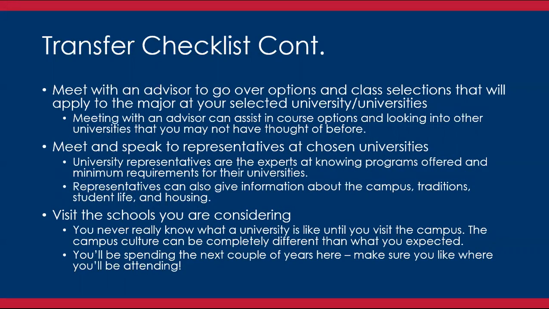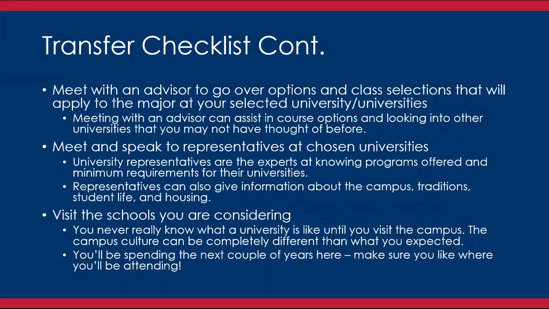Moving on, the next step you can take is to meet with an advisor to go over all the different options you came up with, or even to see if there's something that you didn't think of before as an option. It'll help you look at the different classes you can take. Different universities have different requirements, and making sure that you are staying on track really is the whole goal of seeing an advisor, to make sure that where you want to end up, you're taking the correct steps to get there.